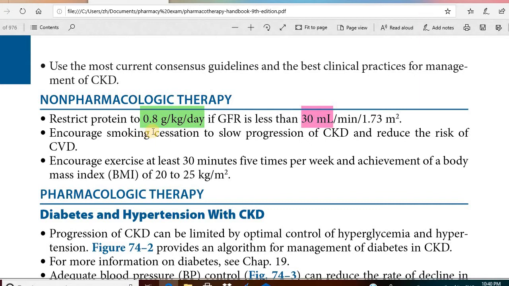Encourage smoking cessation to slow progression of the CKD and reduce the risk of the cardiovascular disease, CVD. So these are the precautionary measurements and the non-pharmacological treatment to prevent the kidney disease progression.